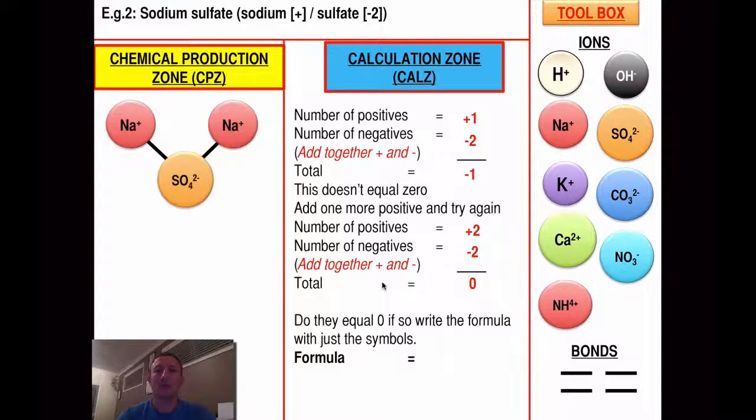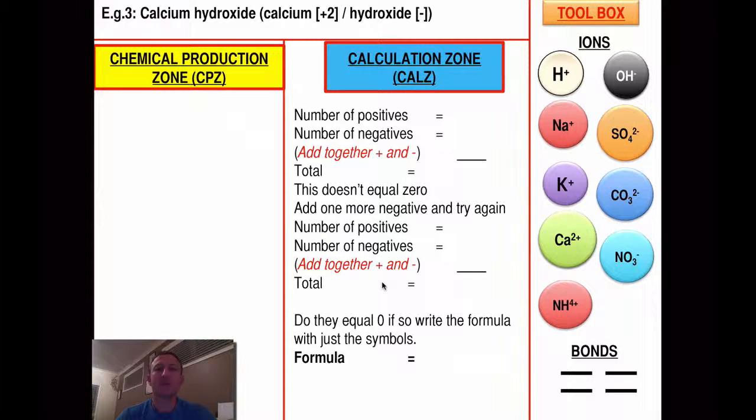So how do we write the formula? Well, we've got 2 sodium ions. Remember, the number of ions that you've got goes down as a subscript. So it'll be Na2. The sulfate is always written as SO4. So the formula must be Na2SO4.